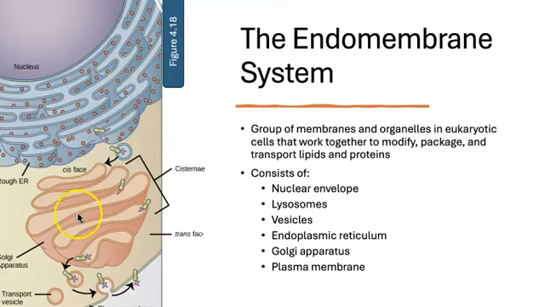It's basically a group of these different membranes and organelles in our eukaryotic cells, and they're going to work together to modify and package up and transport lipids and proteins. And it's going to consist of our nuclear envelope, our lysosomes, which we don't really have any pictured here, but they would kind of be hanging out over here. We also have vesicles, which we see here, our endoplasmic reticulum, this is our rough ER here, and our Golgi apparatus pictured here, and the plasma membrane, which we could see on the outside here.